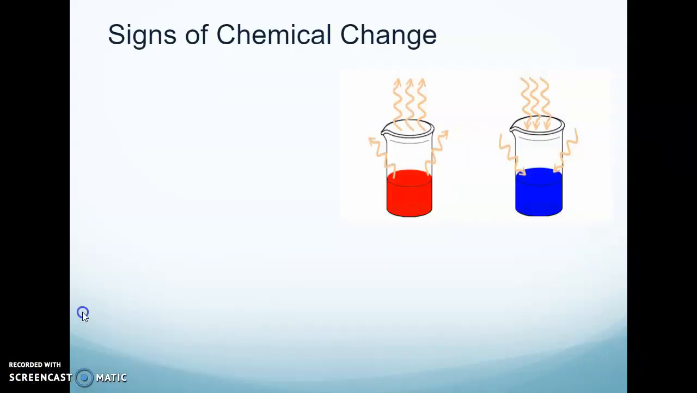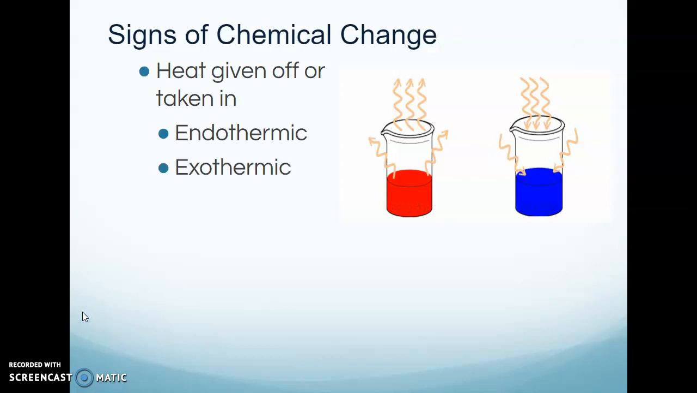Okay, so looking at signs of chemical changes. What are different signs telling us that a chemical change is happening in lab? The first one is when heat is given off or taken in, and this is without heating that substance. Looking at endothermic and exothermic, terms we'll look at again in another unit, endothermic is taking in heat, and exothermic is giving off heat. Both of these happen spontaneously.